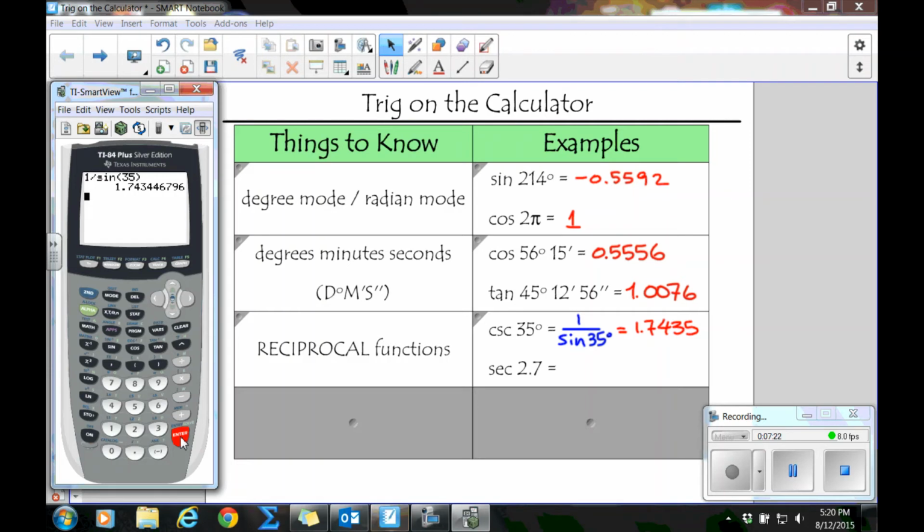The next example is in radian mode, so switch to radian mode. Type in, oh wait, I can't type in secant, but that's the reciprocal of cosine. So I'm in radian mode. I'll do 1 divided by cosine of 2.7.